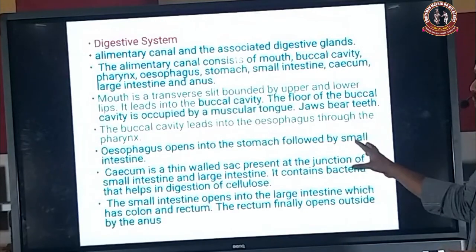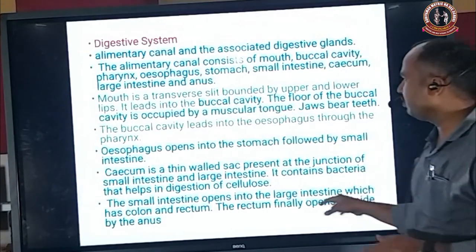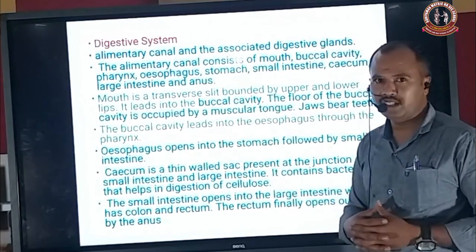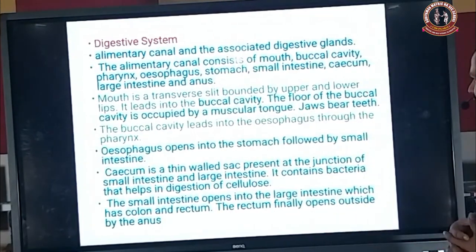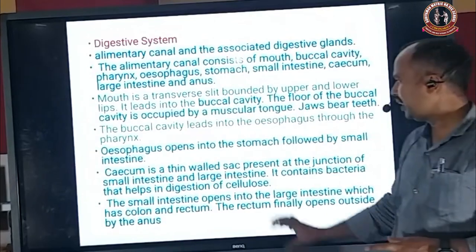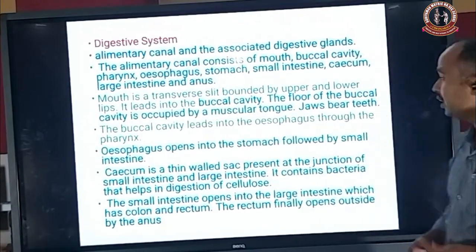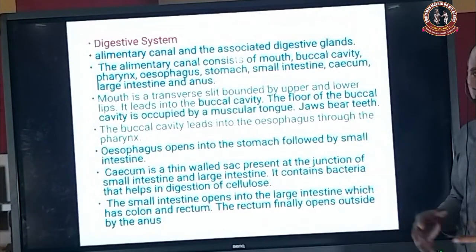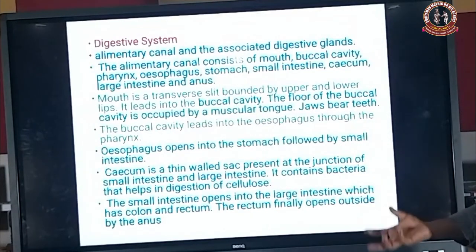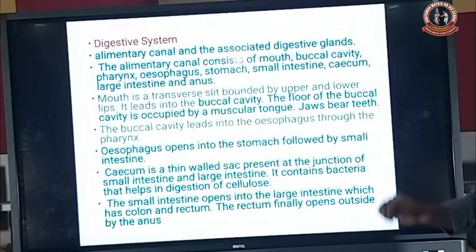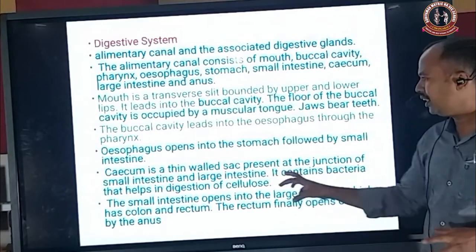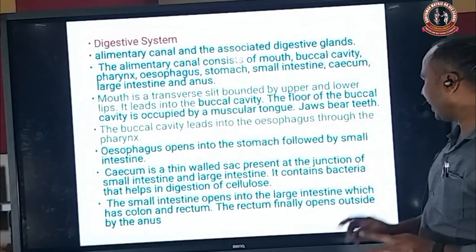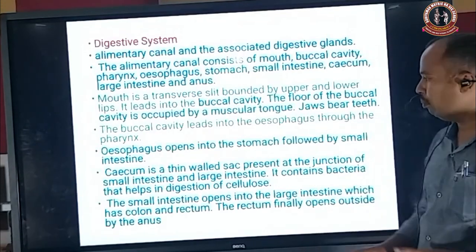The cecum is a thin-walled sac present at the junction of the small intestine and large intestine. It contains bacteria that help in the digestion of cellulose. The rabbit is a herbivore, so it feeds on plants, which contain a large quantity of cellulose. It is digested with the help of the bacteria present in the cecum. The small intestine opens into the large intestine, which has a colon and a rectum. The rectum finally opens outside by the anus.